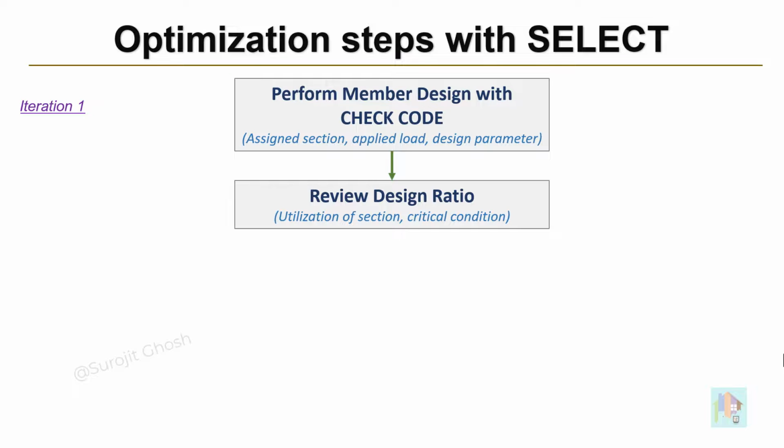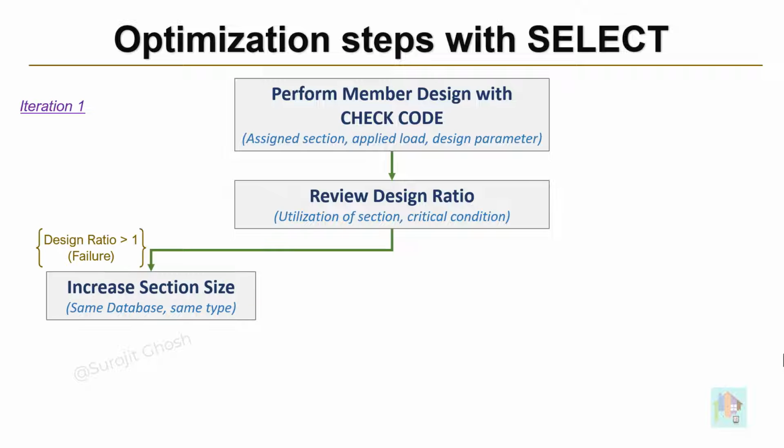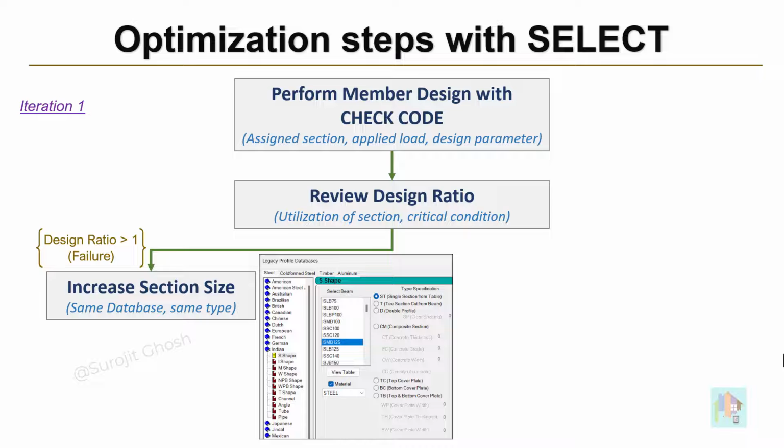In the next step, the program reviews the utilization ratio, whether it is greater or less than 1. If it is greater than the allowable ratio or the member fails in design check, say the ratio is 1.2, then the program selects the next heavier section available in that section table, maintaining the original shape and type of section.